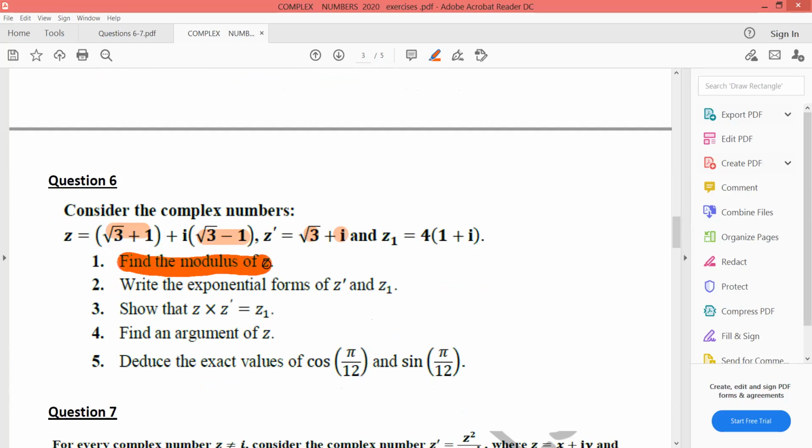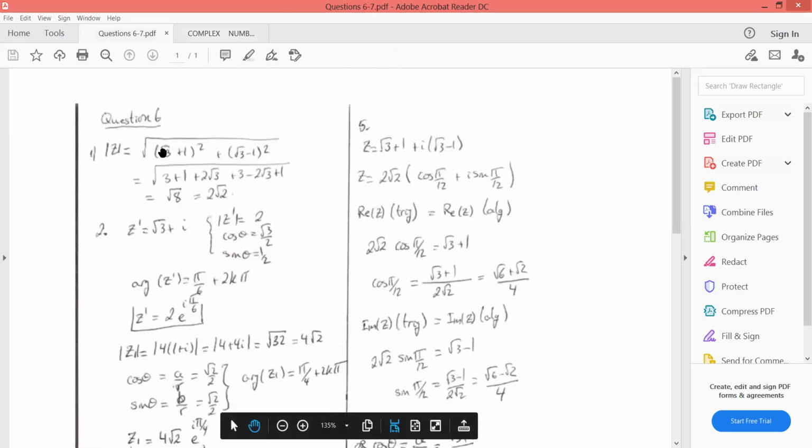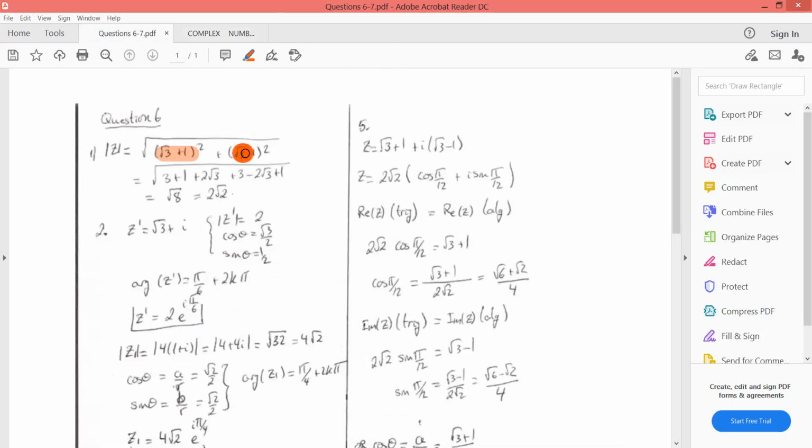How to determine the modulus of z? Radical of a squared plus b squared. So modulus of z equals radical of radical 3 plus 1 squared plus radical 3 minus 1 squared. We expand using the identity: a plus b squared is a squared plus 2ab plus b squared, and a minus b squared is a squared minus 2ab plus b squared, which gives 3 plus 2 radical 3 plus 1 plus 3 minus 2 radical 3 plus 1. We get radical 8, equal to 2 radical 2.